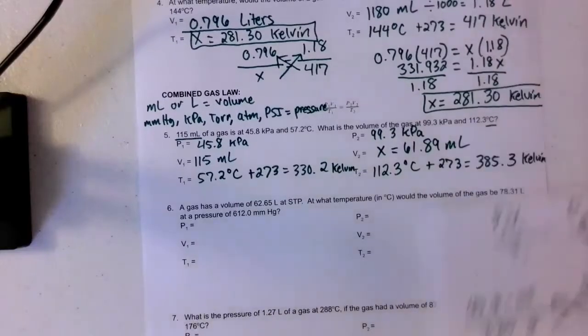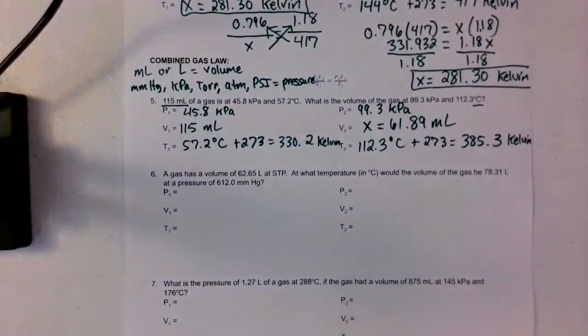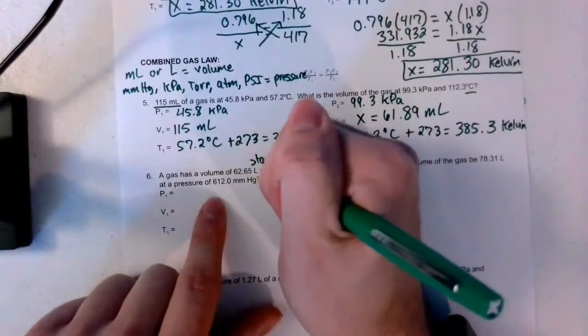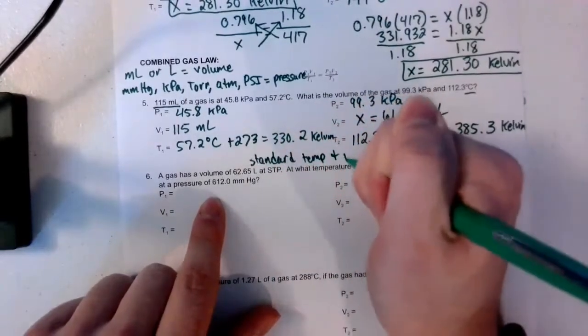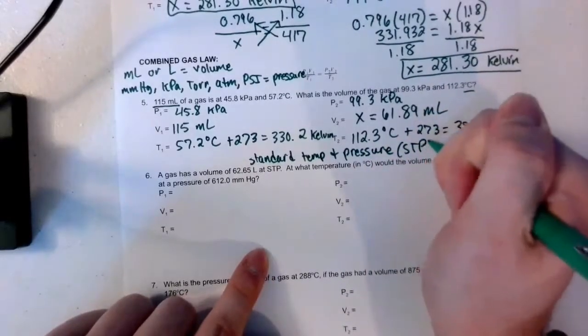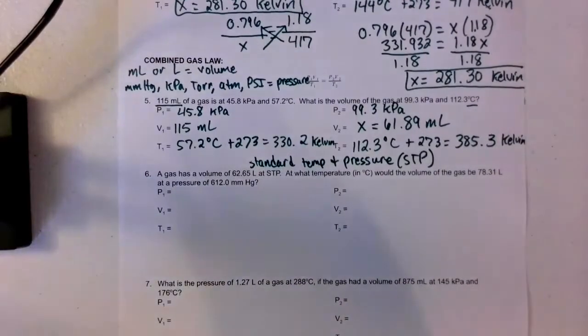Alrighty, so now we've got the next problem, number 6. It says a gas has a volume of 62.65 liters at STP. So STP is standard temp and pressure. That's what STP stands for. And STP is just an abbreviation, and it stands for 1 atmosphere, 760 millimeters of mercury, 101.3 kPa, all those different things.